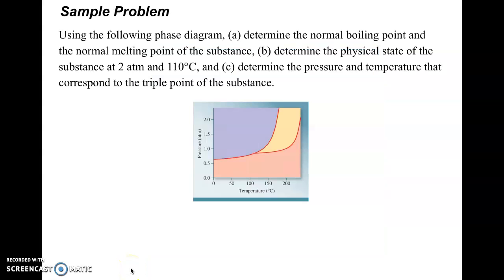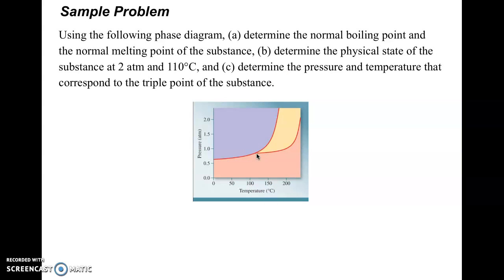All right, let's see what else we have. Okay, so here's a problem. We have a more standard phase diagram. We want to determine the normal boiling point and melting point. So that's going to be those changes from solid to liquid and liquid to a vapor. We want to know the physical state at about 2 atmospheres and 100 degrees C. And then determine the pressure and temperature. That would be this triple point.